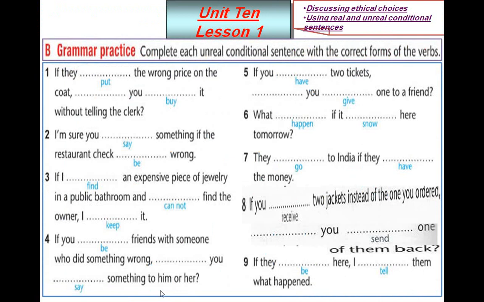Example number 1, if they put the wrong price on the coat, would you buy it without telling the clerk? So how can we make it? If clause, simple past, the second form of the verb put, the same, put. If they put the wrong price on the coat, that's a question. We're gonna start with would you, and the base form of the main verb buy, the same. Would you buy it? Take 4 minutes, pause the video, in your notebooks, complete answering to 9.